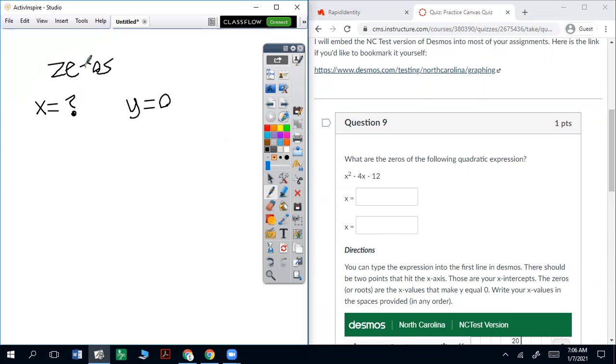And they have several names. Zeros, we call them roots. We call them x-intercepts. Sometimes they're just called solutions, but either way, those are your zeros. And to get those zeros, there's a couple of techniques we can do by hand. By hand, we'd want to factor that.